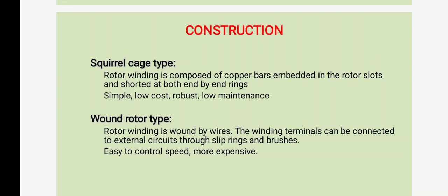The rotor winding is composed of copper bars embedded in the rotor slots and shorted at both end rings. Simple, low cost, robust and low maintenance. Then if you go for the wound rotor type, the rotor winding is wound by wires. The winding terminals can be connected to an external circuit through slip rings and brushes. Easy to control speed, but more expensive. So the wound rotor type is very costly when compared to the squirrel cage type.